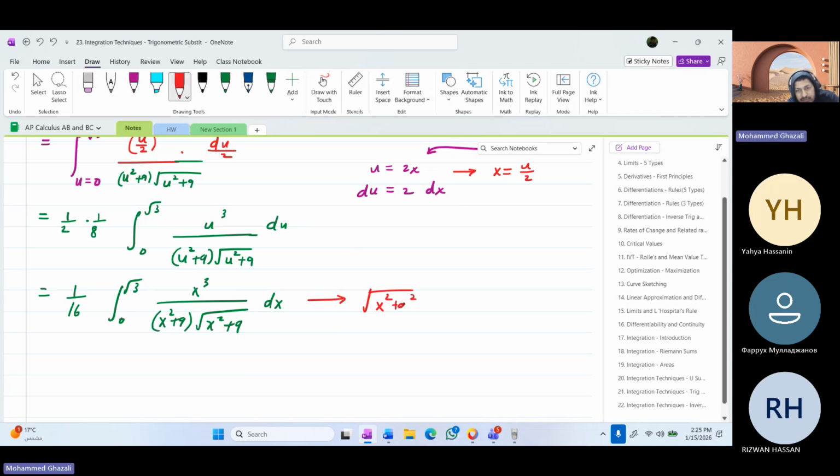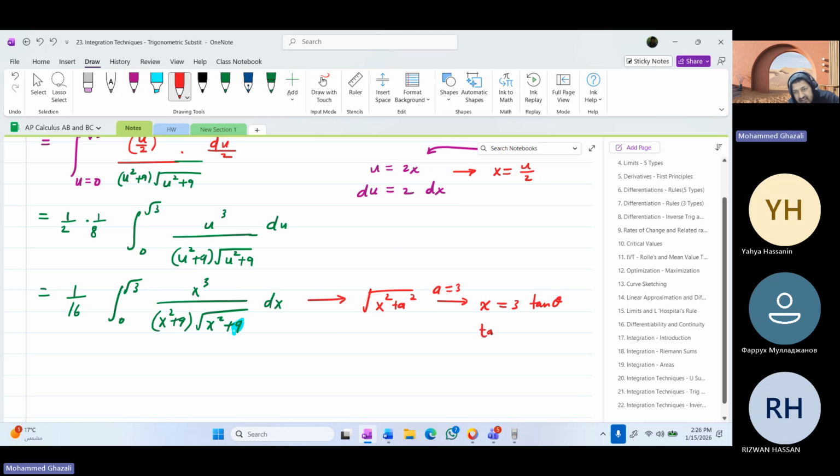X squared plus a squared. So the value of a is 3, because we have a 9 here, right? So the value of a is equal to 3. So we're going to use the substitution. Let x equal 3 tan theta.